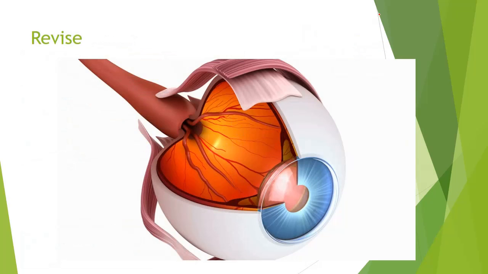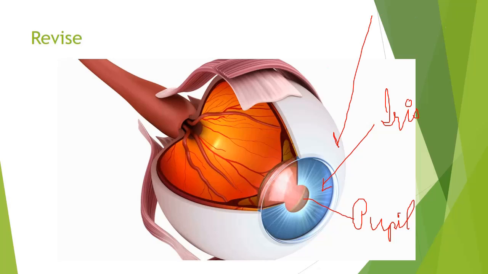So I hope you will remember all the parts. Let's try to revise whatever we have read. First of all, this one, try to recall, it was the iris. I hope you remember. Then this was the pupil, the hole, and what it does is control the amount of light which enters into our eye.